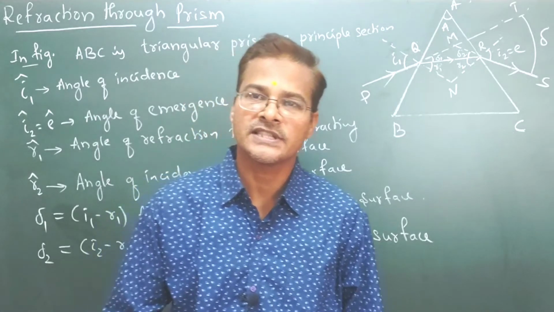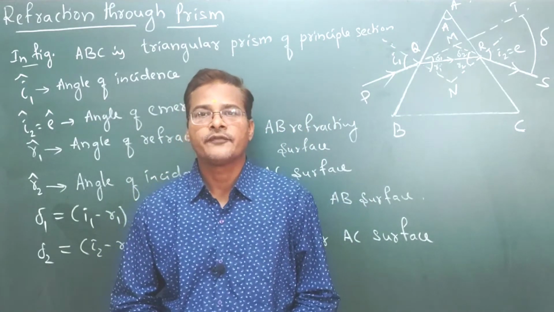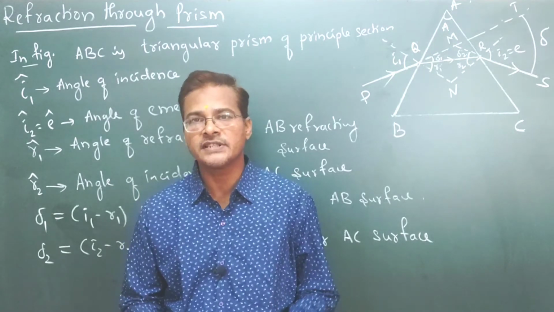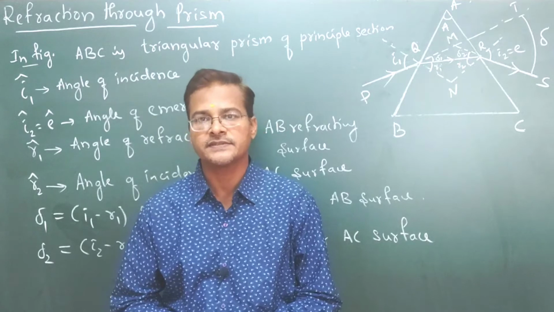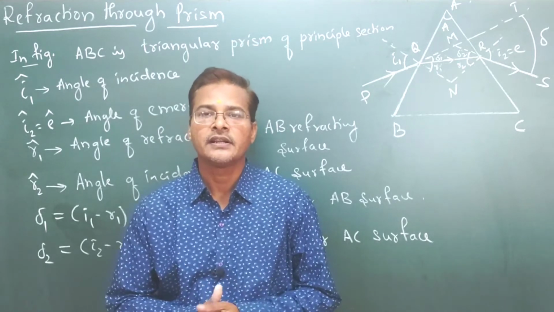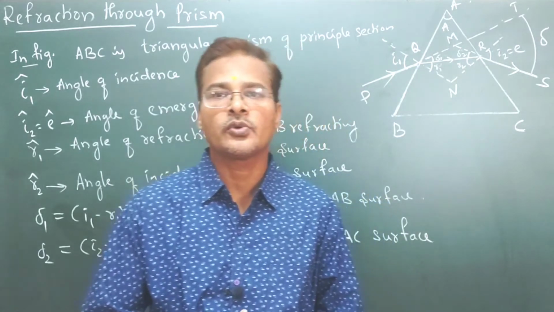So today one concept I have taken, that is the prism, refraction through a prism. What is a prism? It is made of three rectangular surfaces bonded together, which form a triangular shape, and that we are going to call a prism.